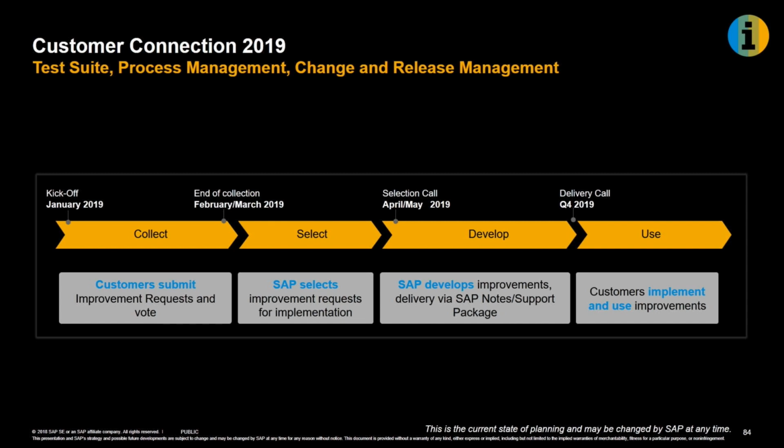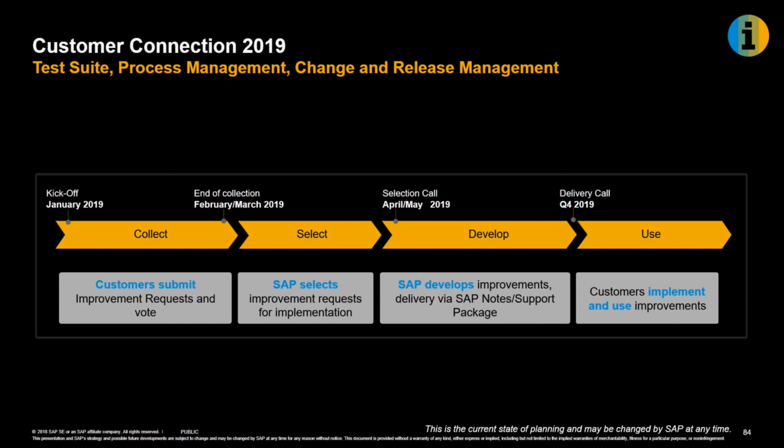Then we'll open up for improvement requests to be submitted, and this is also the time when you vote for other customers' improvement requests. And this window will be open for roughly 6 to 8 weeks. So we close the window at the end of February, beginning of March, and then our development colleagues will go ahead and select the requests that we can put into the delivery of the next release.